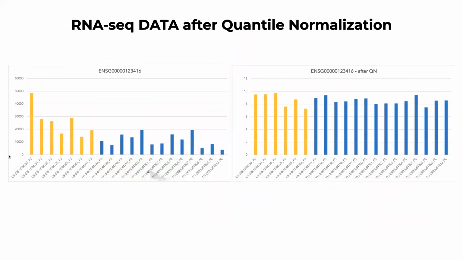So the differences in non-normalized data might lead us to think that this group of samples is very different from this group of samples, even though the noise within each one is eliminated if we do quantile normalization, and we can see that there's not a lot of statistical differences between the two groups.